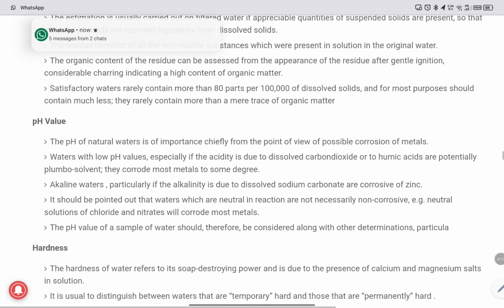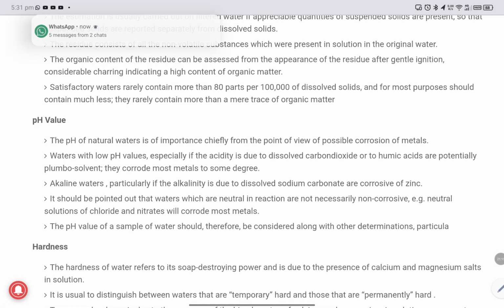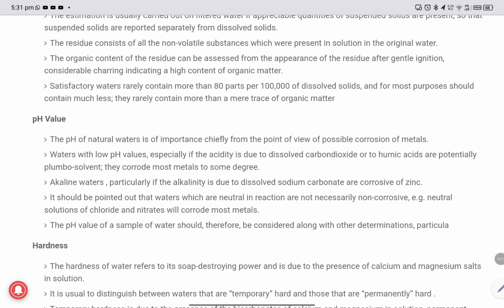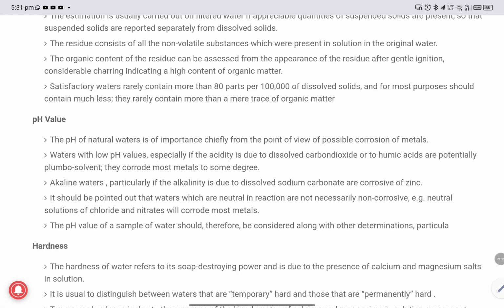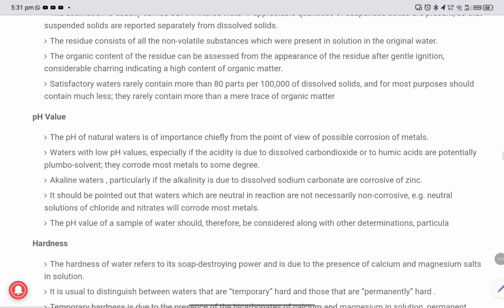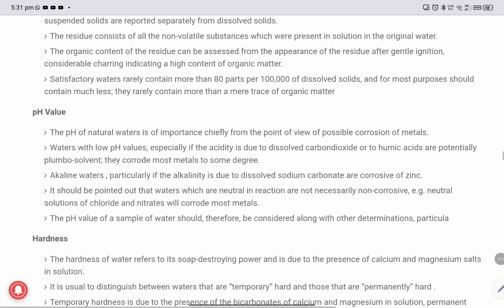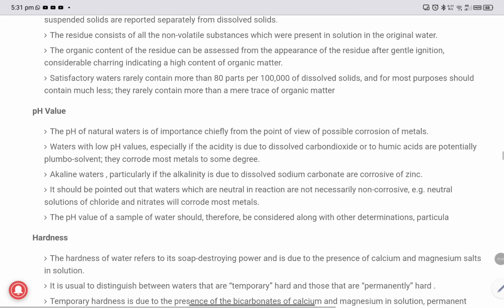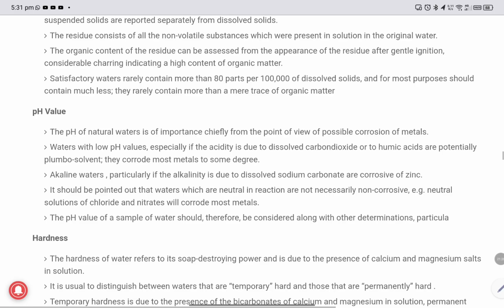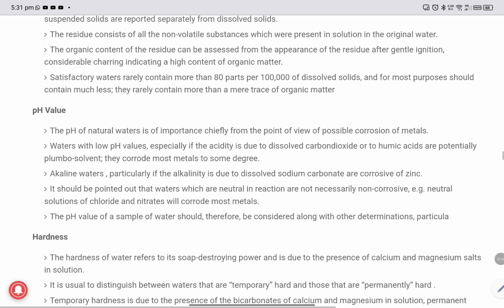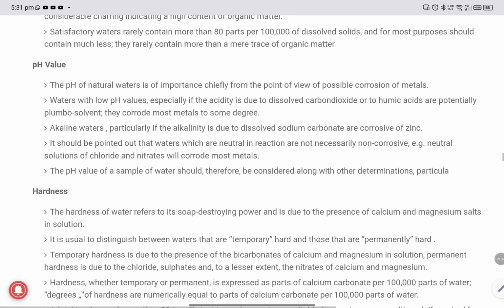Considerable charring indicates a high content of organic matter. Satisfactory waters rarely contain more than 80 parts per 100,000 of dissolved solids, and for most purposes should contain much less. They rarely contain more than a mere trace of organic matter. pH value.